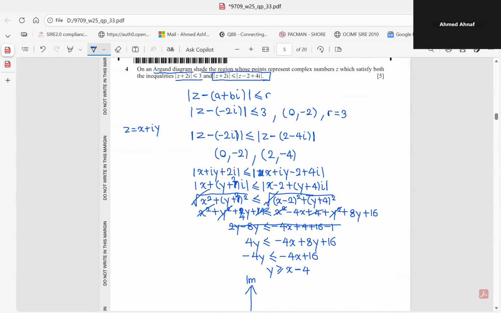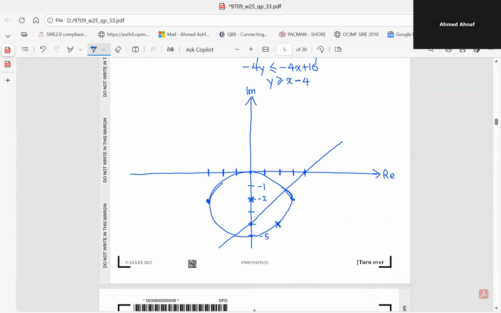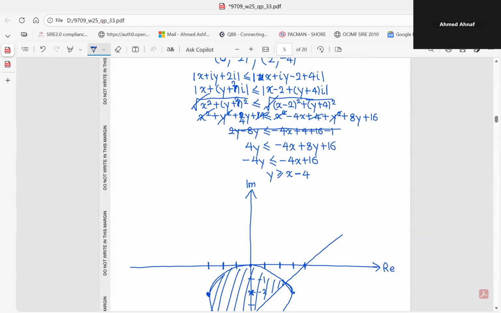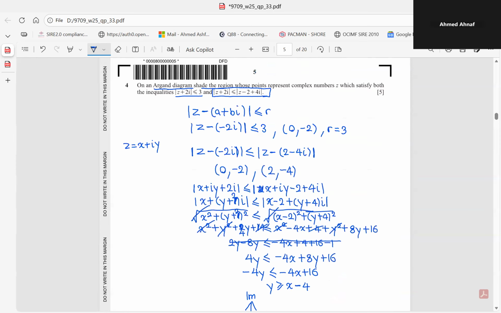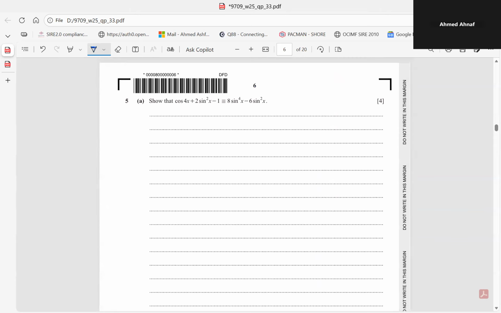So yeah, inside the circle and more than. So it's above the line, above this line and inside this circle. So this would just include this whole region in here. So yeah, this would be a final answer for this entire question. Let's head on to the next question.